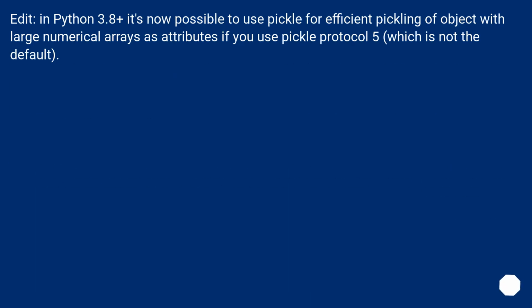Edit. In Python 3.8+, it's now possible to use pickle for efficient pickling of objects with large numerical arrays as attributes if you use Pickle Protocol 5, which is not the default.